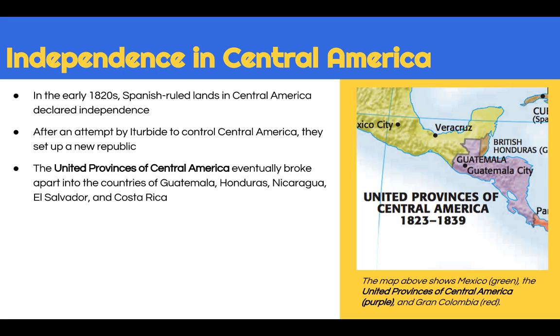But not quite as much information here, but you're probably glad because we've had a lot. But you see here the United Provinces of Central America in purple. It would not last very long, just a little over a decade.